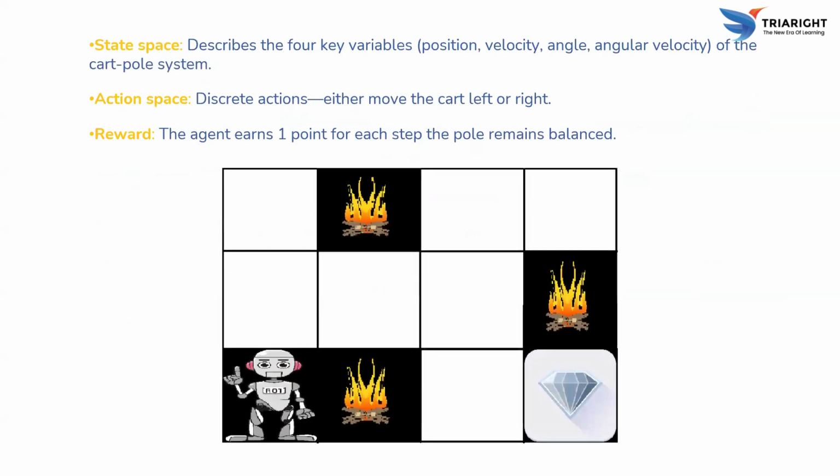So the state describes the four key variables to reach the goal state. We have position, velocity, angle, and angular velocity of the cart-pole system. So it is the state space. And now comes the action space. It describes the action: either move the cart left or right. Okay. The reward is 1 point for each step that the pole remains balanced.